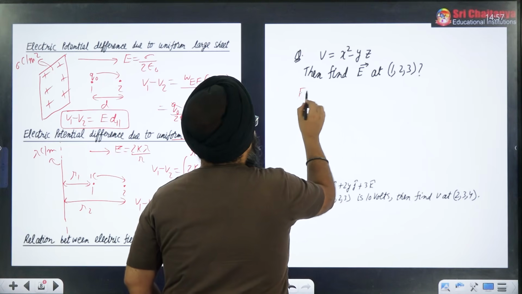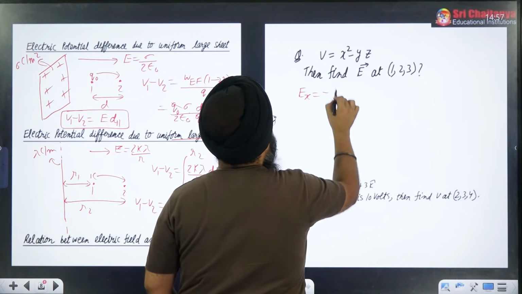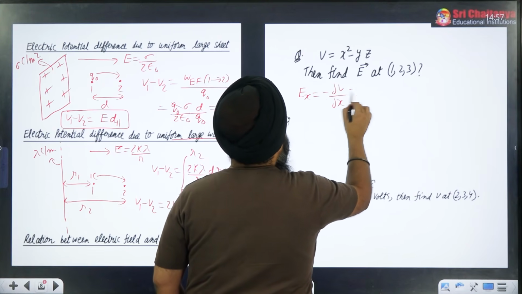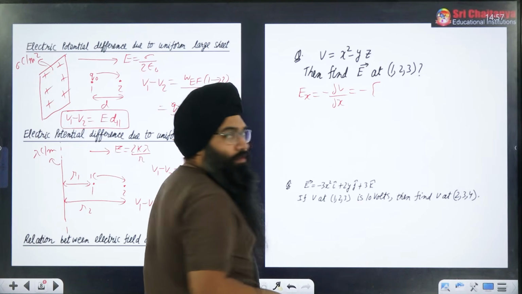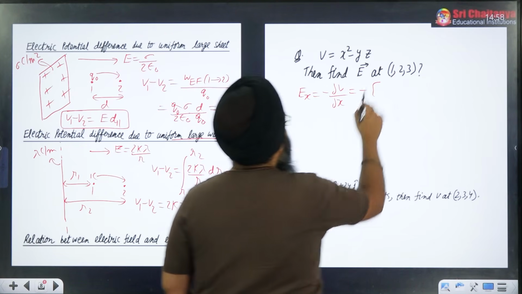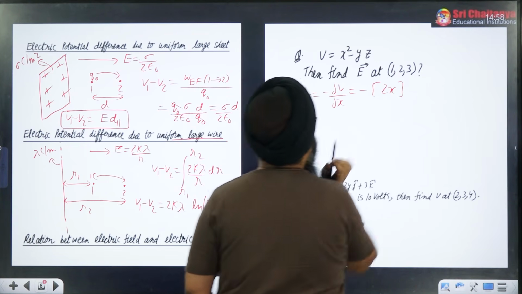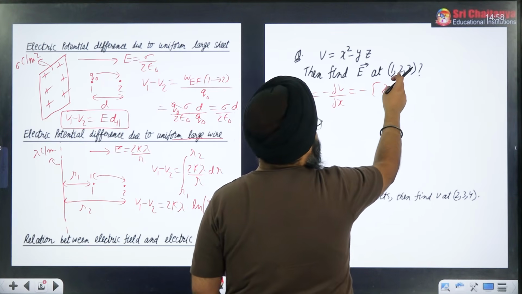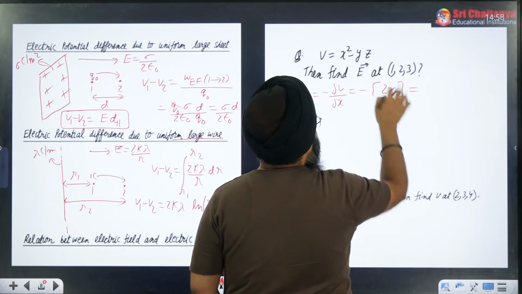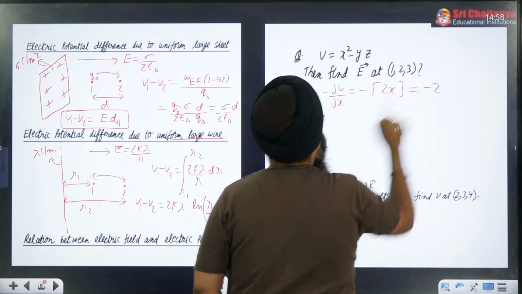I will find Ex first. Ex will be minus of del V by del x. I will differentiate this term with respect to x, keeping y and z constant. So I will get 2x. And since I want to find the electric field at (1, 2, 3), put x equal to 1 here, I will get minus 2.